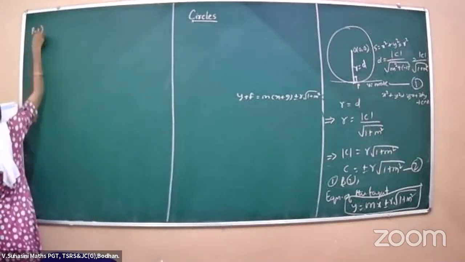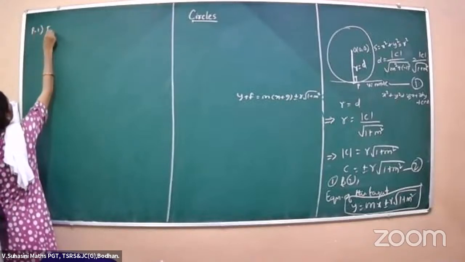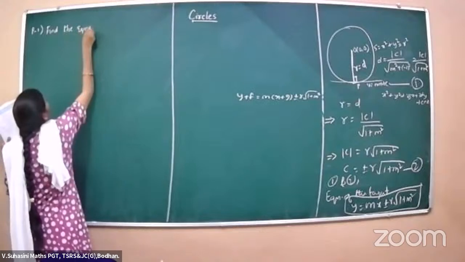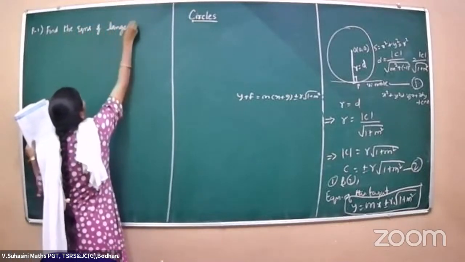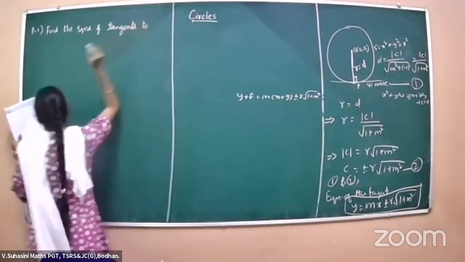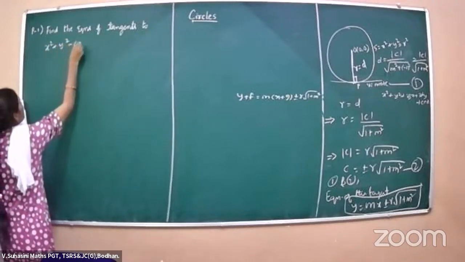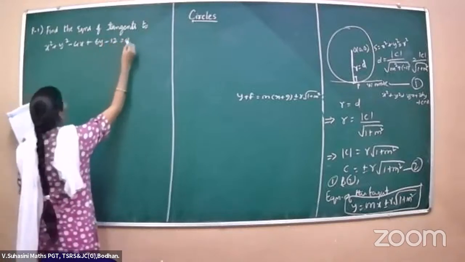Problem number 1. Find the equations of tangents to x square plus y square minus 4x plus 6y minus 12 is equal to 0.